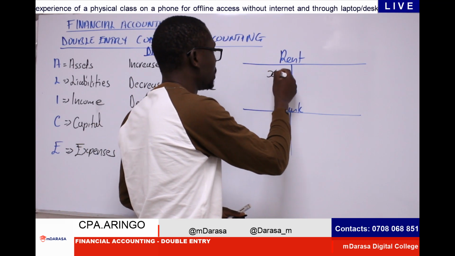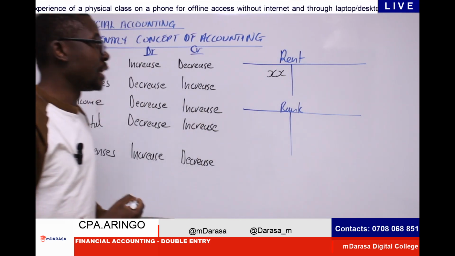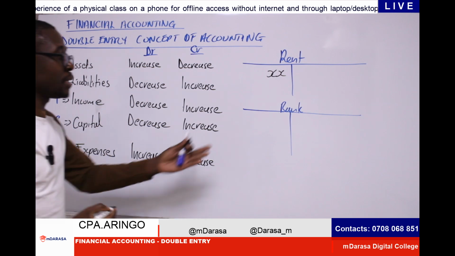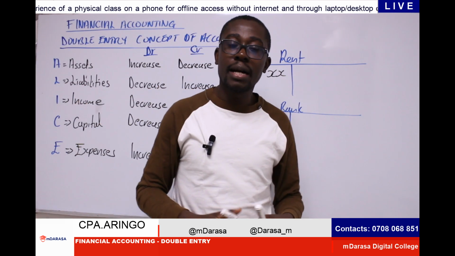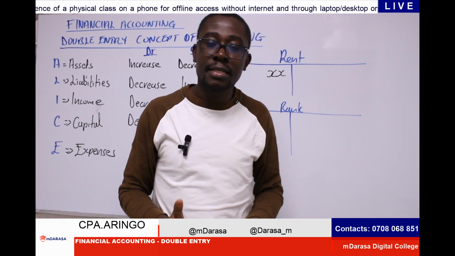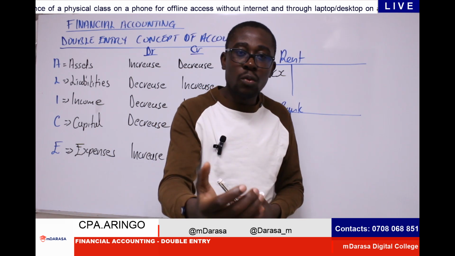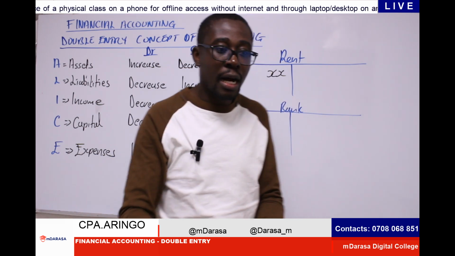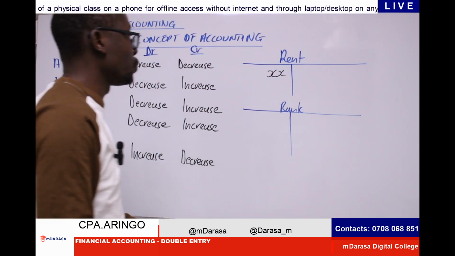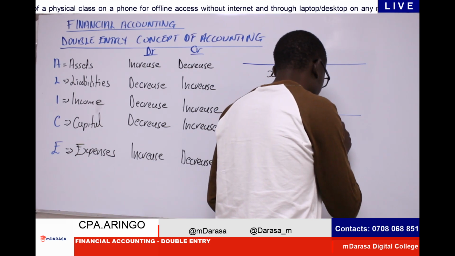So what is it doing? It is increasing, so we debit. And what is happening to our bank? Bank, in this case, is an asset. We are reducing our cash at bank. Therefore, we credit.